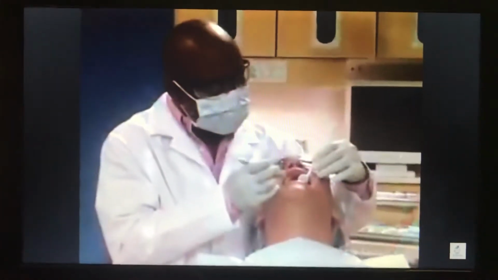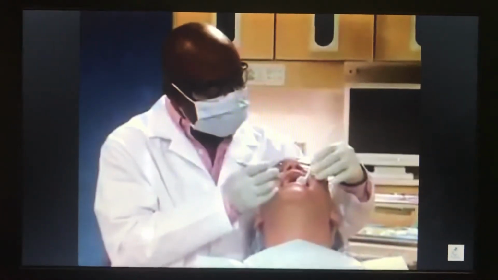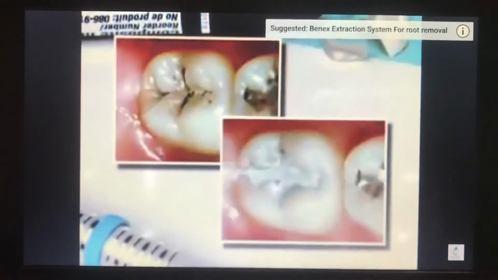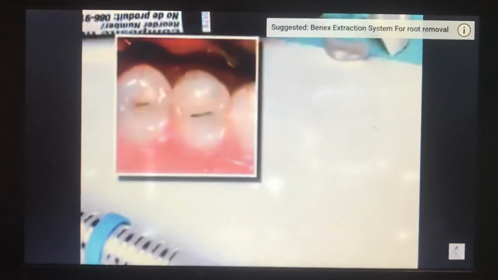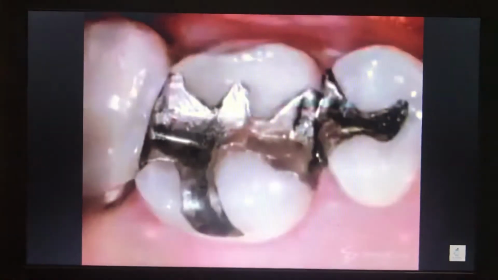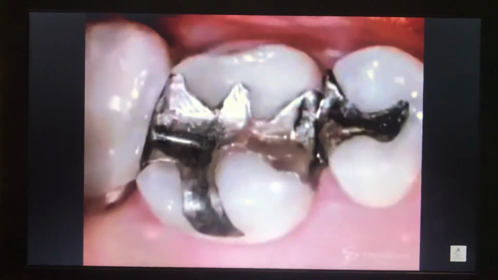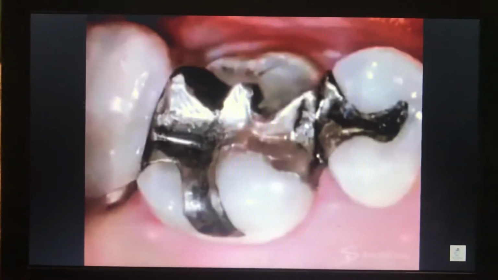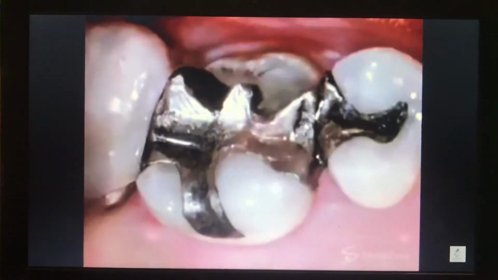Both silver and tooth-colored fillings can usually be placed in a single appointment. They work well to restore the tooth when only a small amount of tooth structure has been lost. But when a tooth has suffered more extensive damage, there may not be enough structure remaining to hold a filling in place without risk of breaking the tooth.